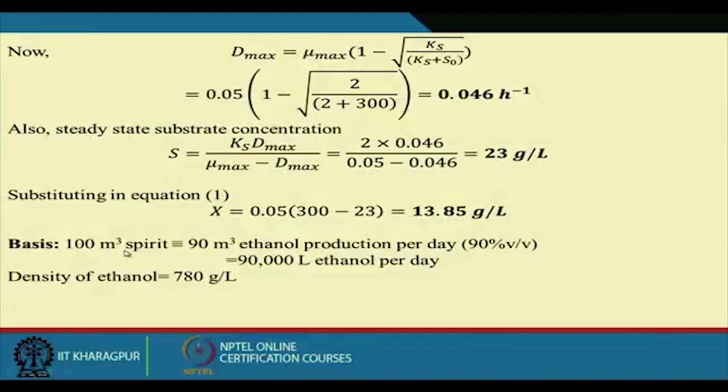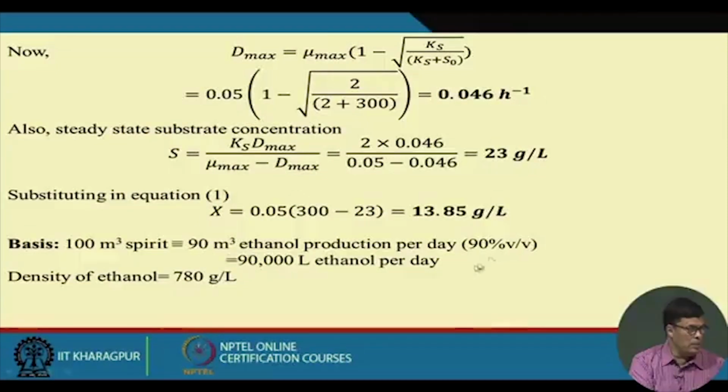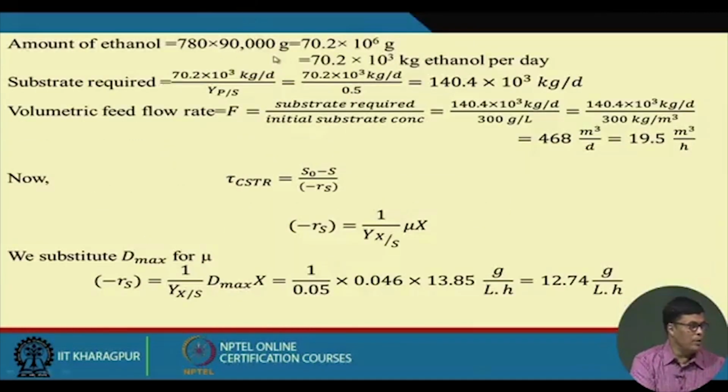Now, 100 cubic meter spirit, that means 90% volume by volume, so I can assume it has 90 cubic meter of ethanol to be produced per day, and 90 cubic meter of ethanol is equivalent to 90,000 liter of ethanol per day. Now, the density of pure ethanol is 780 grams per liter. Then we can easily calculate how much ethanol is produced. This is about 70.2 into 10 to the power 3 kg ethanol per day.